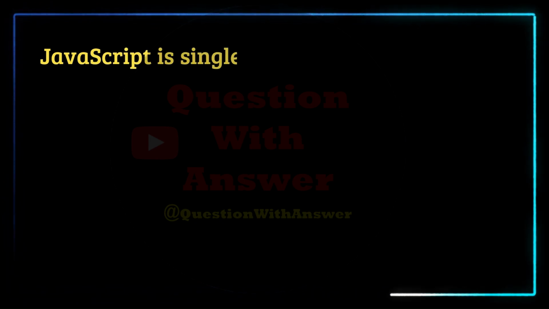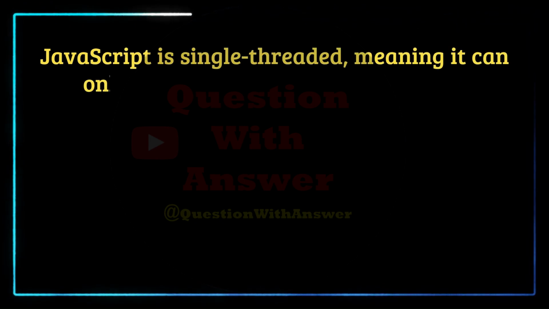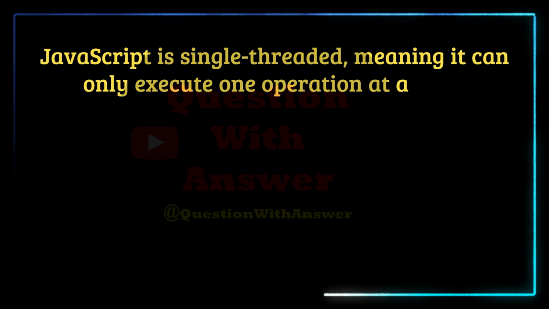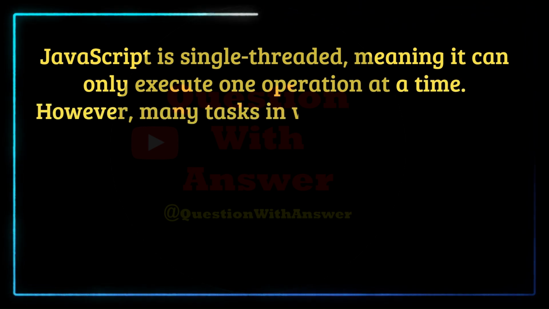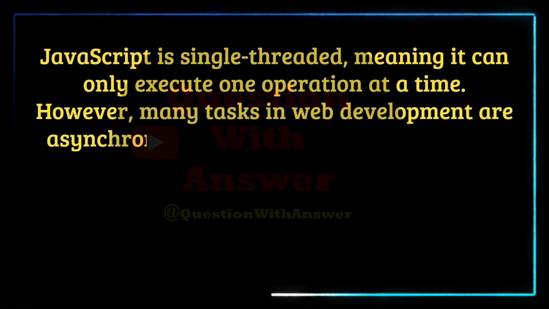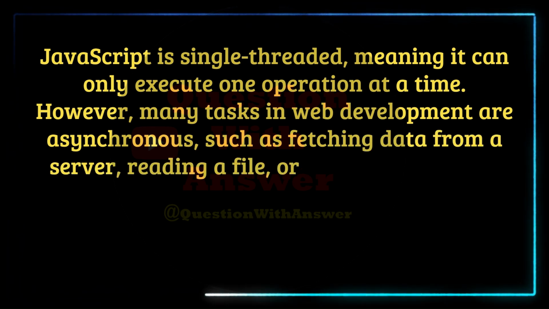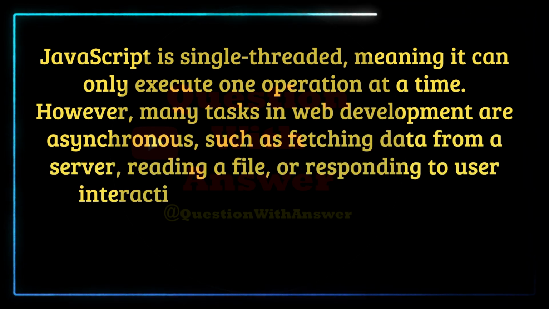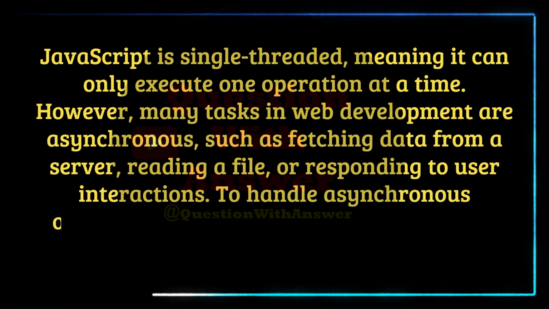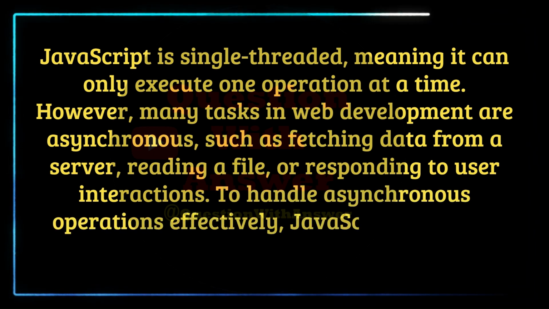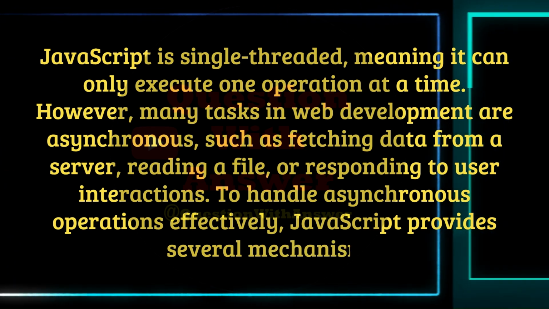JavaScript is single-threaded, meaning it can only execute one operation at a time. However, many tasks in web development are asynchronous, such as fetching data from a server, reading a file, or responding to user interactions. To handle asynchronous operations effectively, JavaScript provides several mechanisms.